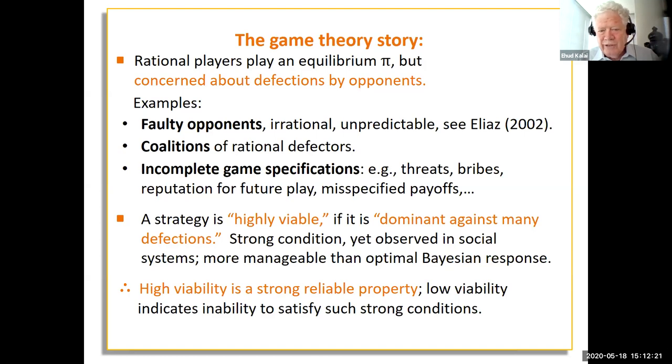Those of you who deal with incomplete information know that if I'm not sure what my opponents will do, I can put a prior over all the possibilities and then take a best response to that. But another approach is to use a dominant strategy. If I use a dominant strategy, I don't have to worry about what my opponents do. There are both advantages and disadvantages. The dominant strategy is a strong condition, but I'm going to show you that being dominant against many defections is actually observed in many social systems. So the fact that it's a very demanding condition is not a problem in much of reality.